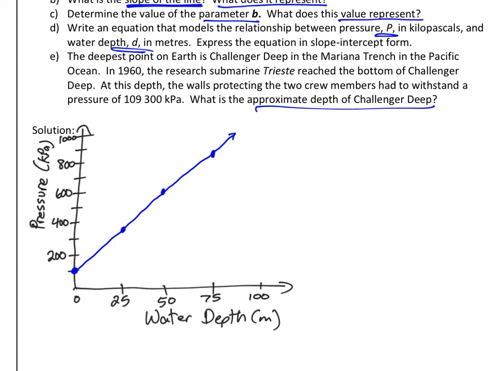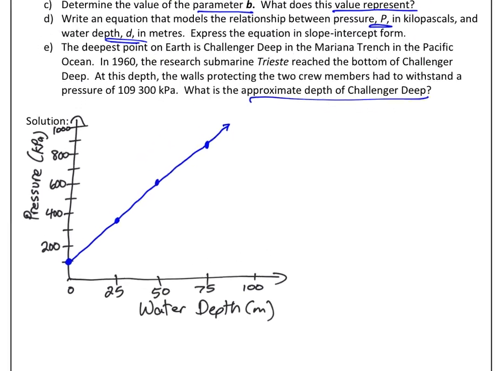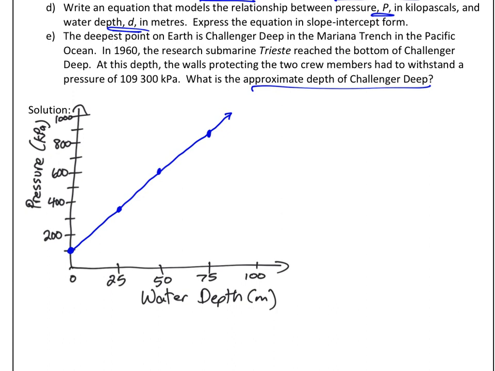For part B, determine the slope of the line and what does it represent. So the slope, we can use any 2 points on our line to calculate the slope. So for part B, slope equals y2 minus y1 over x2 minus x1. I like to use the y-intercept because it makes calculating a little bit easier. So 0, 100, and then you can use any other point. So 25, 350 works just fine.